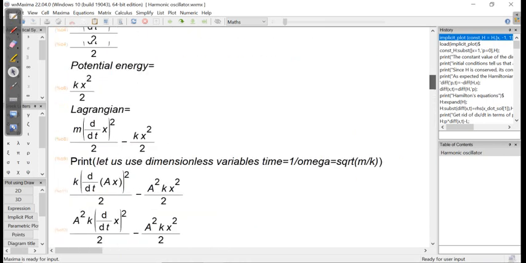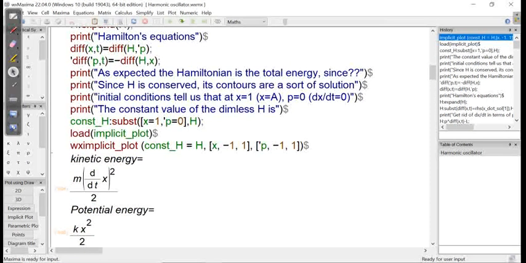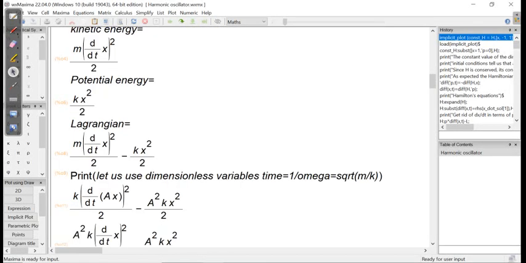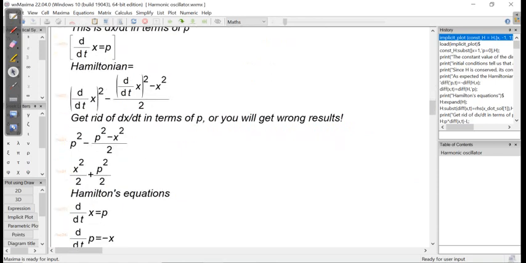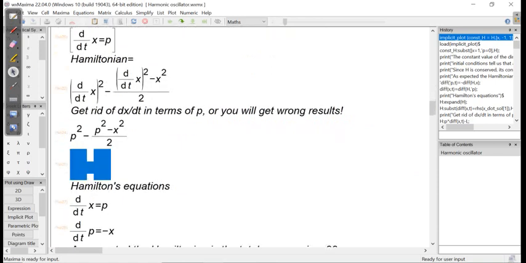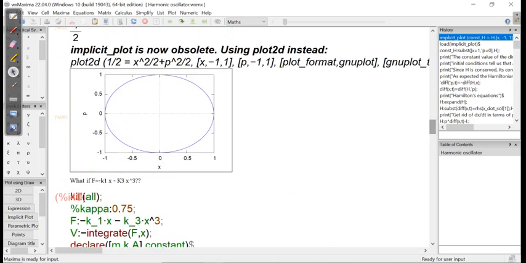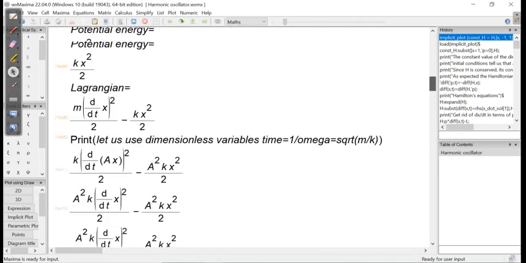So we can just request Maxima to plot the expression x squared plus p squared equal to half at any x and p, and we will get this circle, as you could see. Fine, that's all.